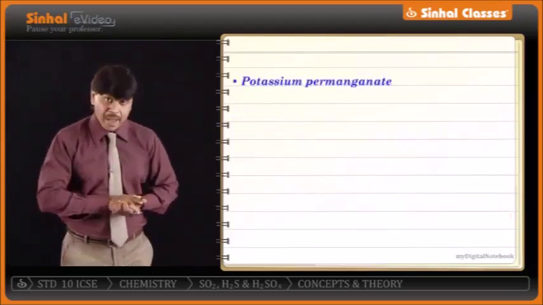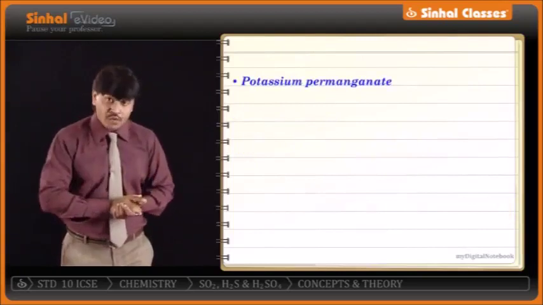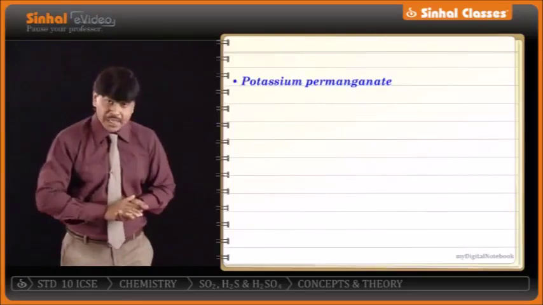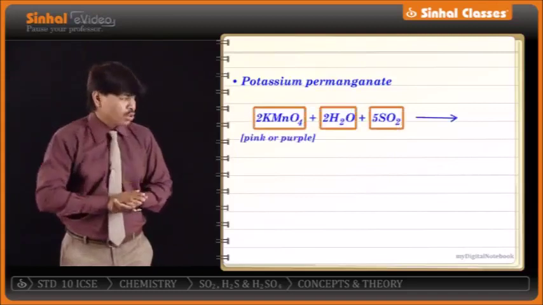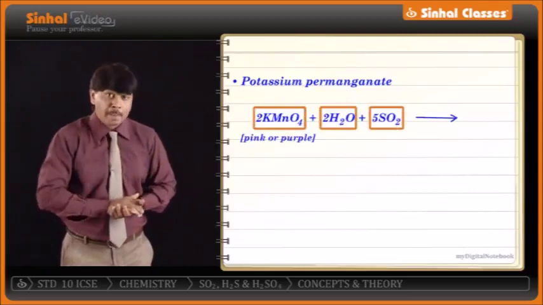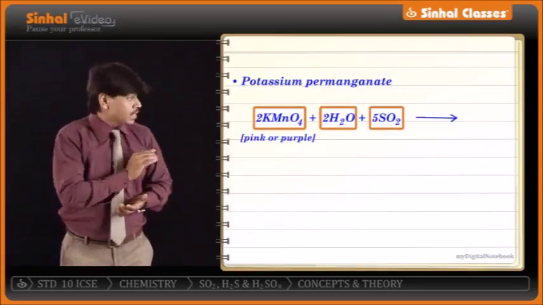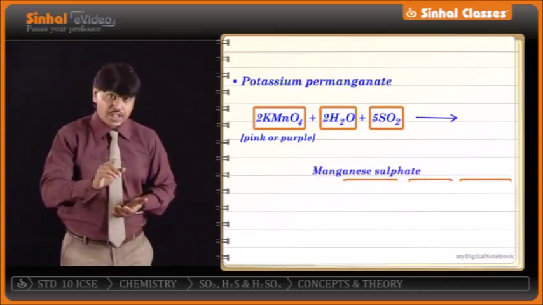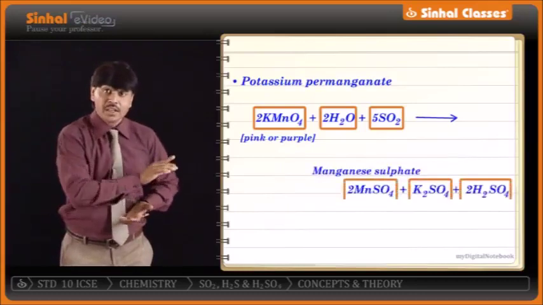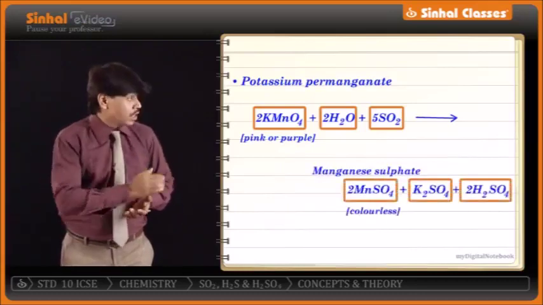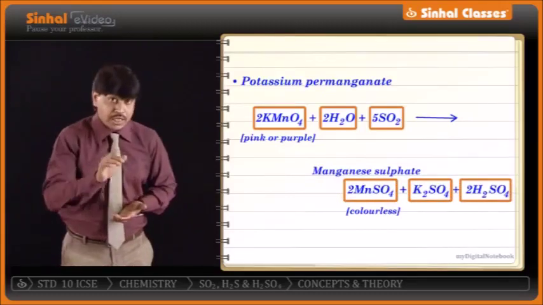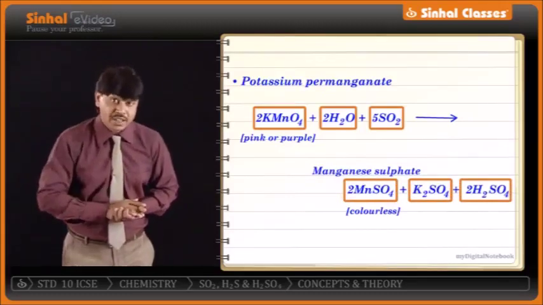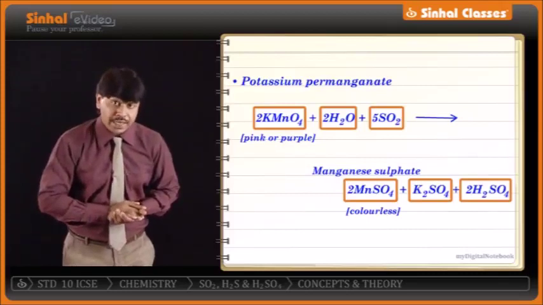Taking potassium permanganate, that is 2KMnO4, which is pink or purple in color, along with 2H2O and 5SO2 gas, will give you manganese sulfate, 2MnSO4, which is colorless. So the pink color changes to colorless, along with K2SO4 and 2H2SO4. This also can be used as one of the tests for sulfur dioxide.